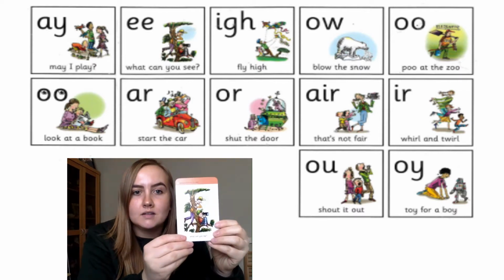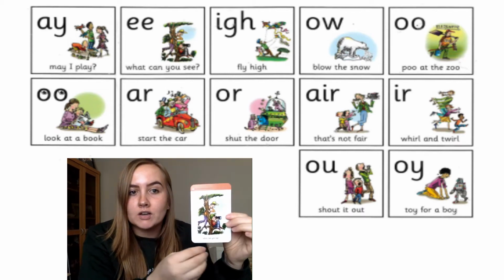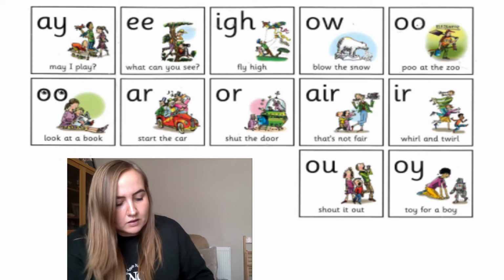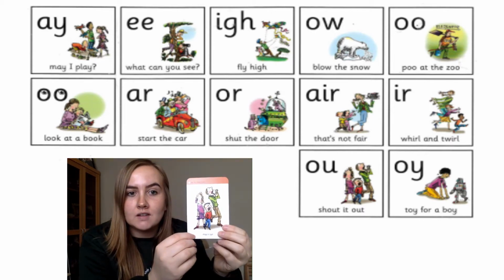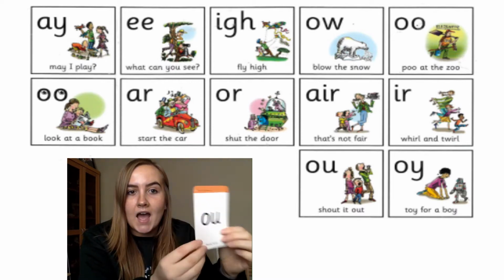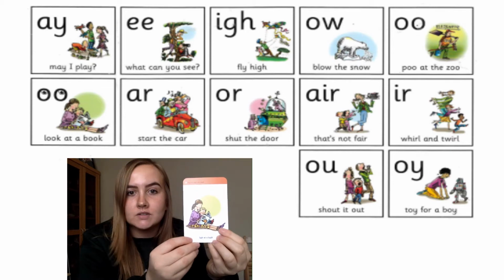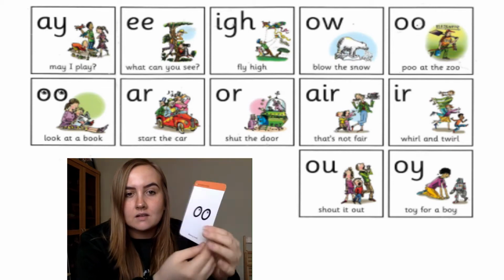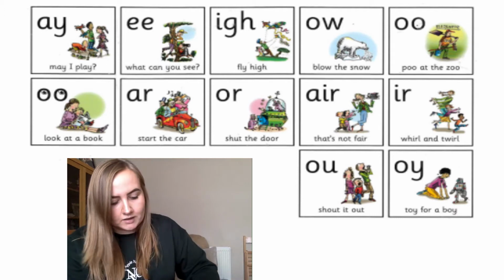Next one, this is E, what can you see? Well done if you're getting all of these right, fantastic. Right, what about this one I just showed you? This is ow, shout it out. Okay, the next picture is, this is look at a book. Okay, we're nearly there.